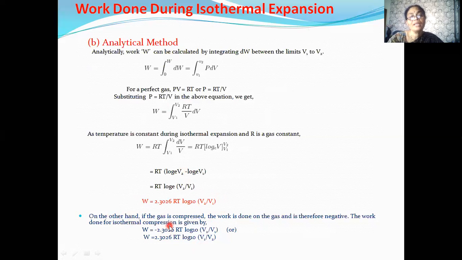On the other hand, if the gas is compressed, the work is done on the gas, and is therefore negative. We know that work done by the gas is taken as positive, work done on the gas is taken as negative. So the work done for isothermal compression is given by W is equal to minus 2.303 RT log V2 by V1 to the base 10. Or it can also be written as W is equal to 2.303 RT log V1 by V2. So this is the work done during an isothermal process. We have discussed both the graphical method as well as the analytical method.